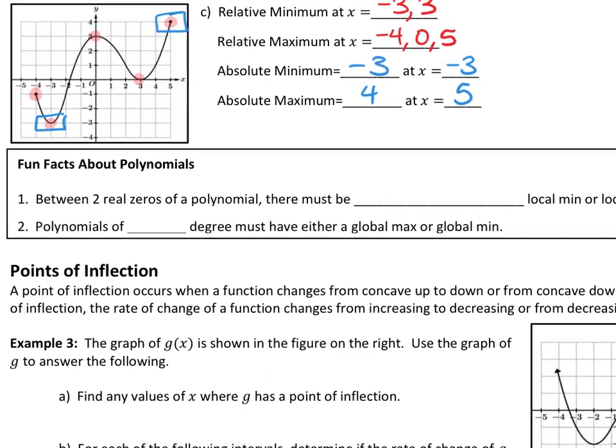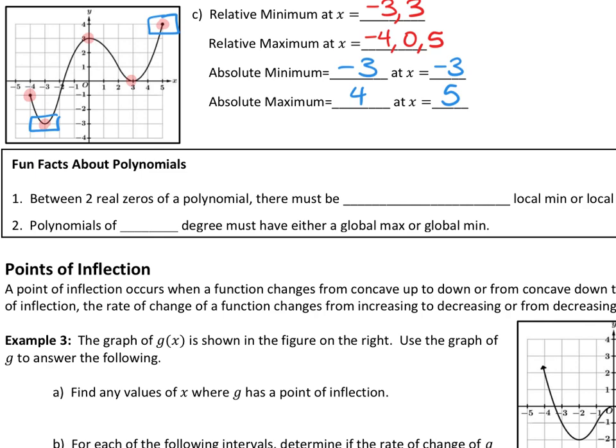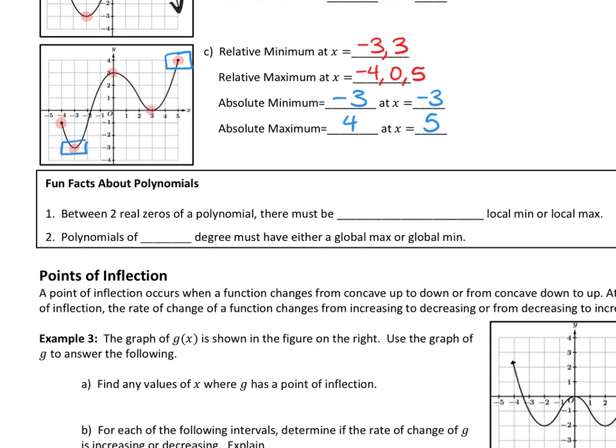Moving on a little bit. Some fun facts about polynomials. These are just nice things to know. And I'll explain why they work because they make a lot of sense once you think about them. Between any 2 real zeros of a polynomial, there must be at least one local minimum or local maximum. Now let's talk about what that means.